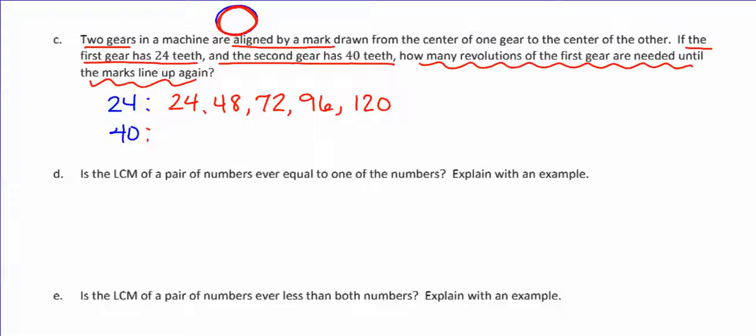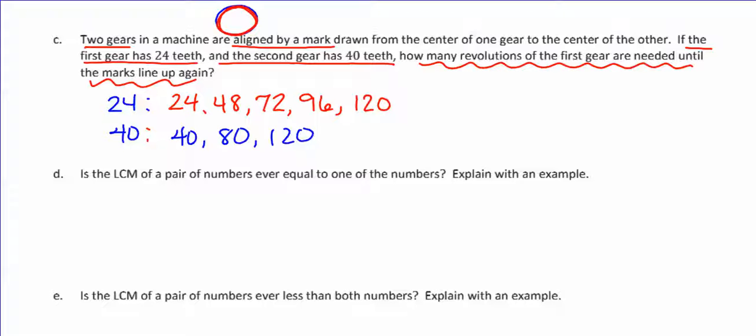This is much easier. 40, 60, not 60. Why did I put 60? 40, 80. Back it up. All right, so 40, 80, 120.